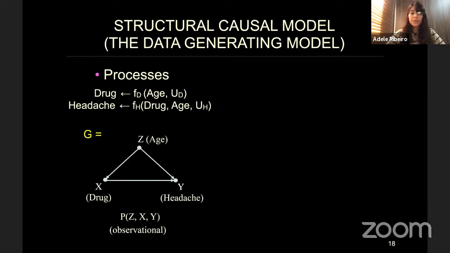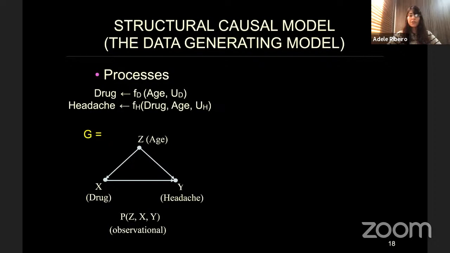But just to exemplify, if I have these assignments here, then in the causal diagram we have an arrow pointing to a variable every time that another variable is an argument of the function of that variable. So suppose that X is the drug. In our case, the drug depends on age, so that's why we have this arrow into X from Z, age, to drug X. And the headache depends on the age and the drug. That's why we have an arrow from X to Y and an arrow from Z to Y. So this is the scenario.